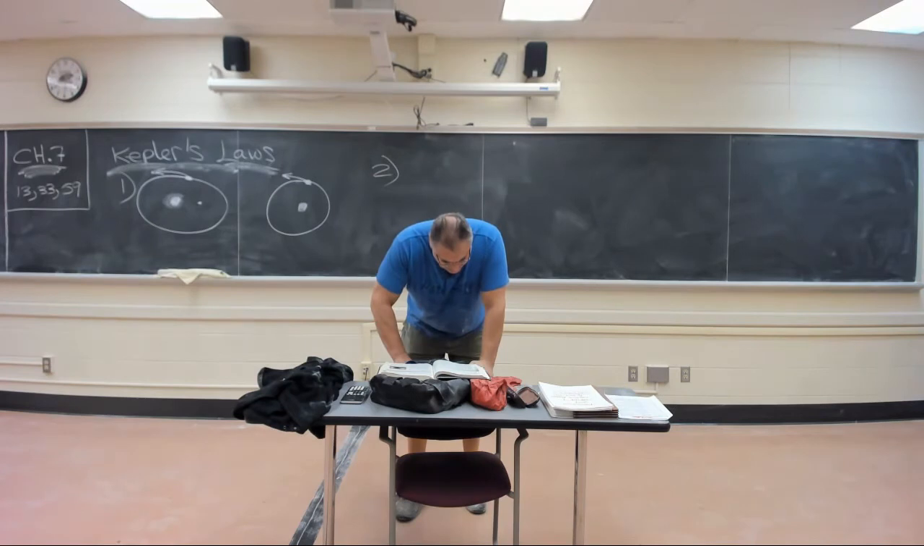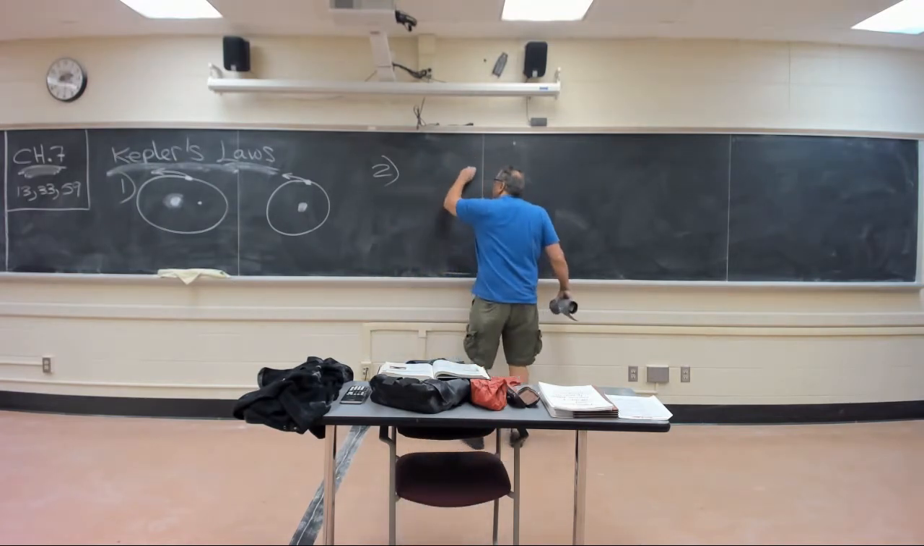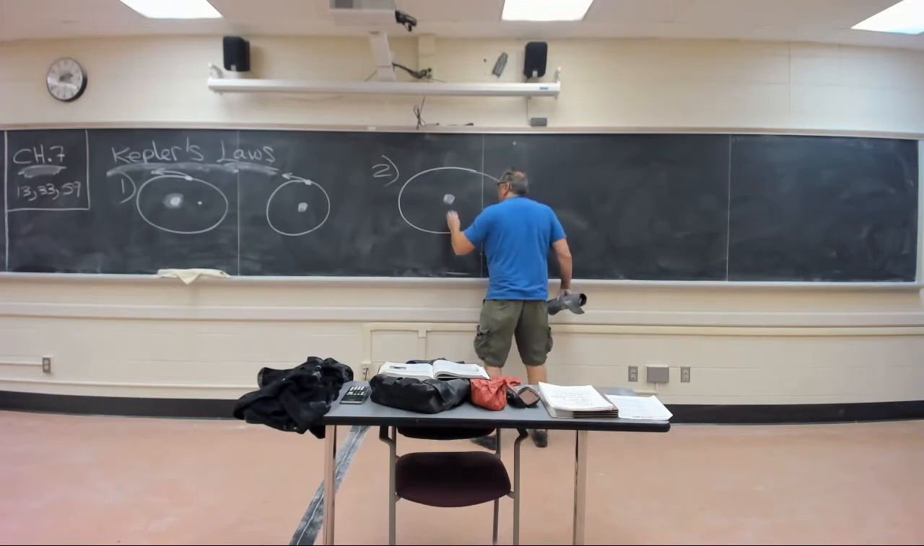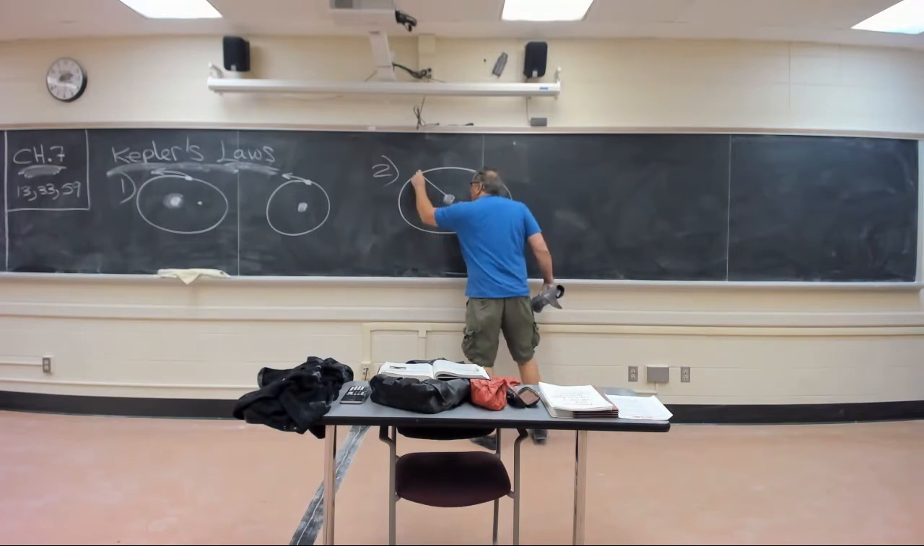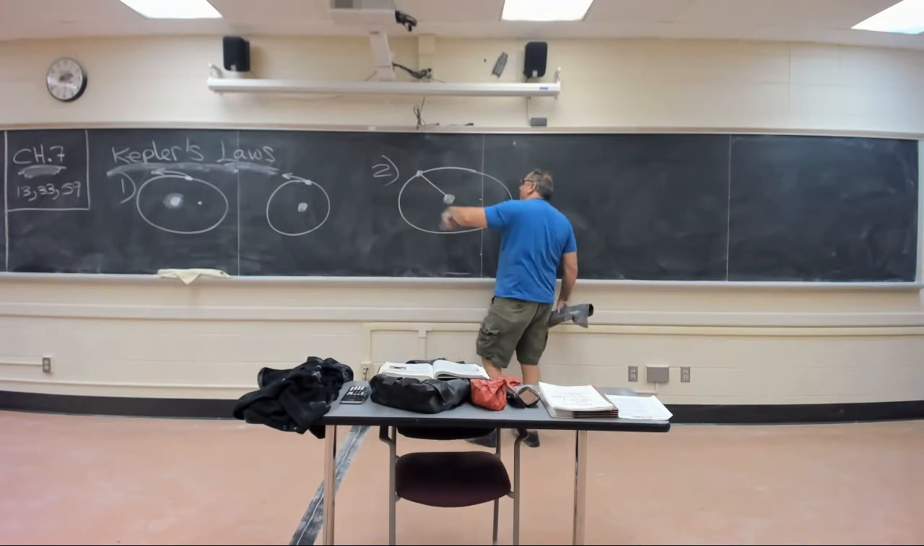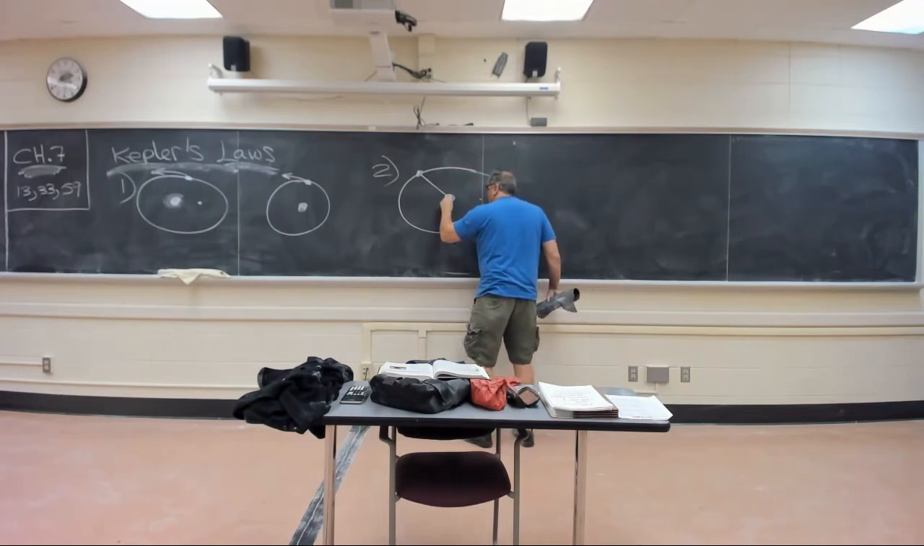Kepler's second law: a line joining a planet to the sun sweeps out equal areas in equal times. All right, now, let's stay with the ellipse theme. Here's the sun, here's the other focus right here. If you were to draw a line right here, and here's the planet going around it. Let's say this planet takes 10 years to go around.